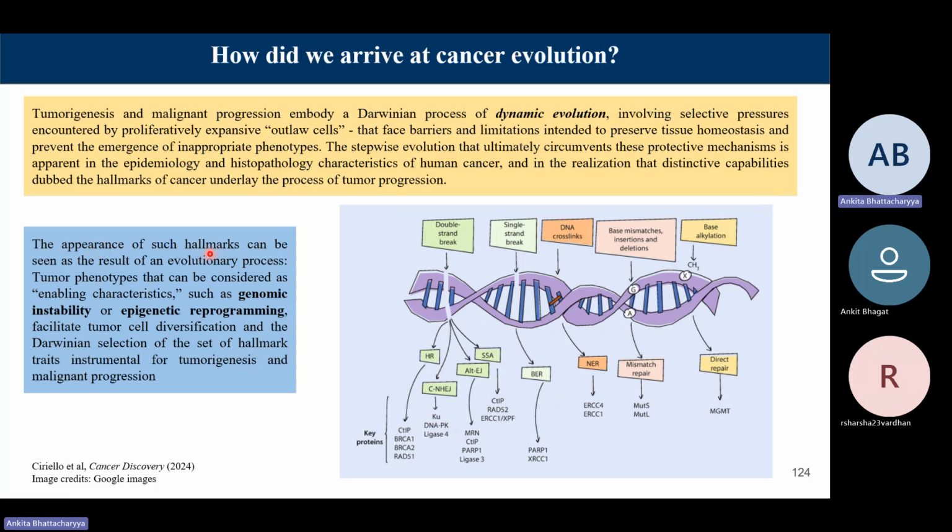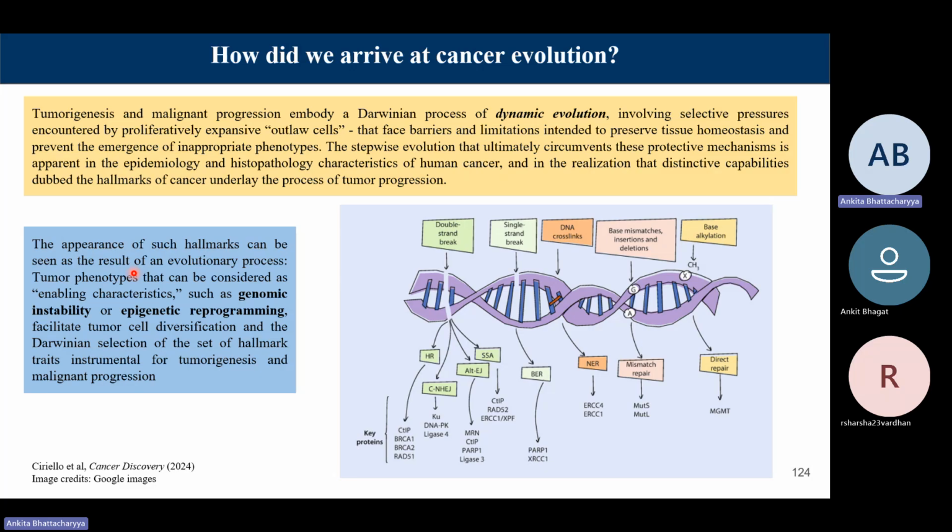The appearance of such hallmarks can be seen as the result of an evolutionary process. Tumor phenotypes that can be considered as enabling characteristics like genomic instability and epigenetic reprogramming, like we just discussed, facilitate tumor cell diversification and the Darwinian selection of the set of hallmark traits which are instrumental for these processes. Basically, it means the same things.